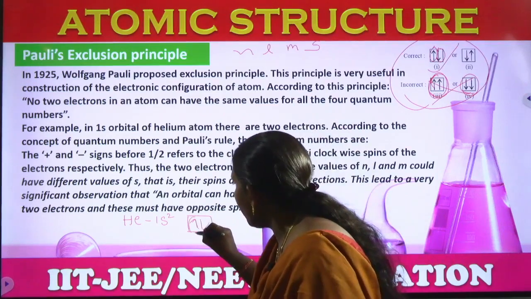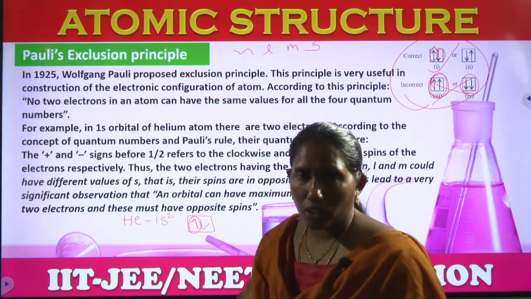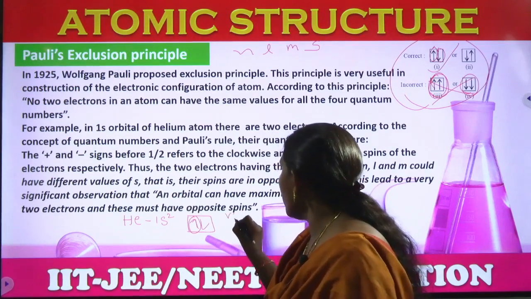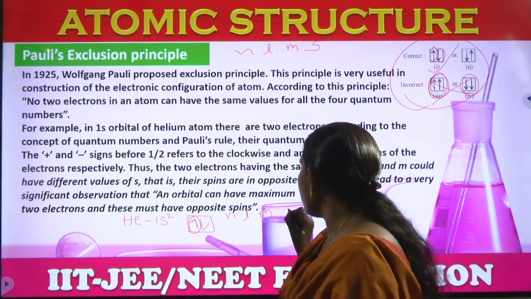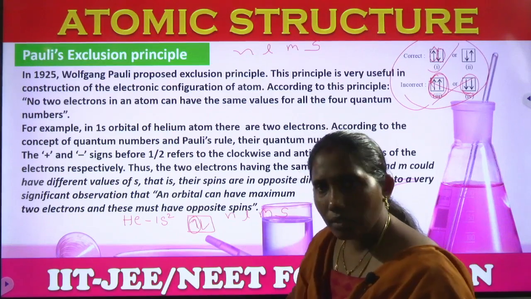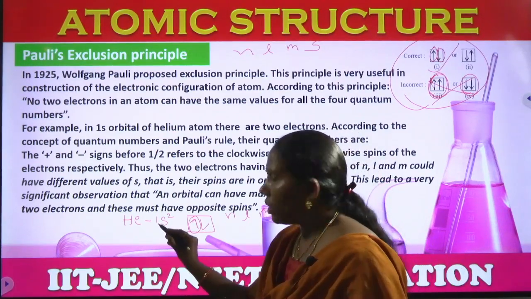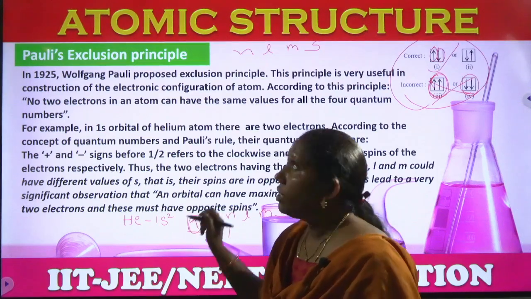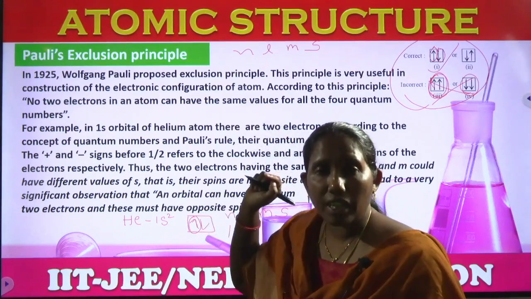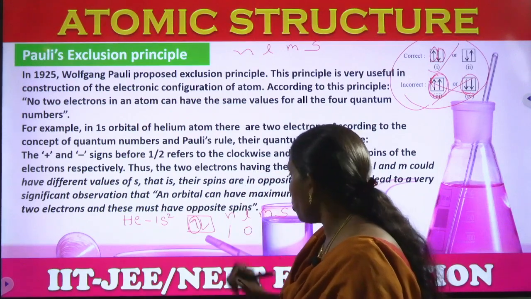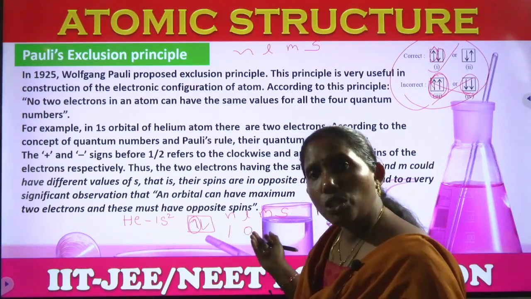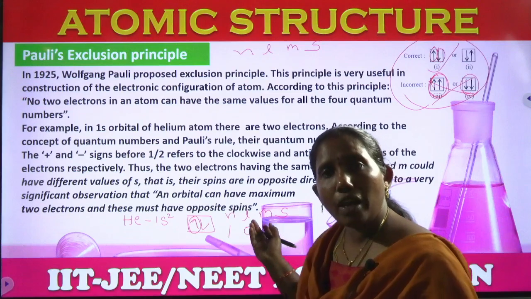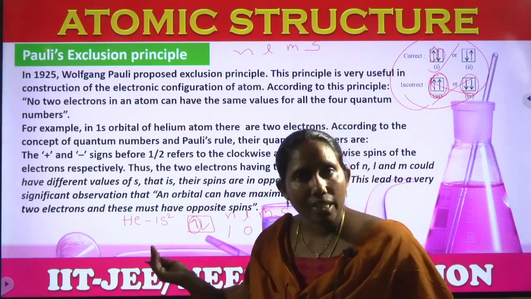Now I want to write the 4 quantum numbers for the first electron, right? So n, L, m and s. What is the n value here? 1. L value for the 1s orbital, L equal to 0 for s orbital. So L will be 0. Obviously L is 0, m also will be 0 because the m value is between minus L to plus L including 0.